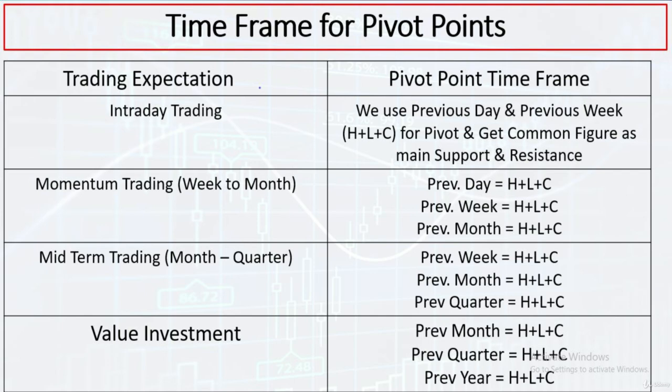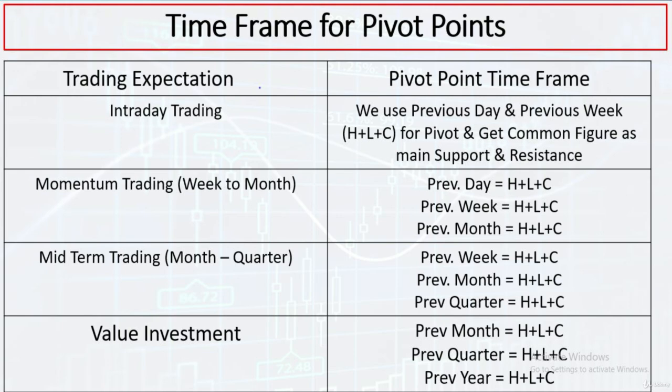By calculating all 3 time frame levels, pivots and potential resistance and supports, and taking the common figures out of all 3 time frames, all common figures are considered to be the important support and resistance levels. With that video, we can easily explain all 3 time frames, conclusions, support and resistances. The third trading expectation is midterm trading, that means it is valid for a month to a quarter. For those calculations, we have to use previous week high-low close, previous month high-low close and previous quarter high-low close.